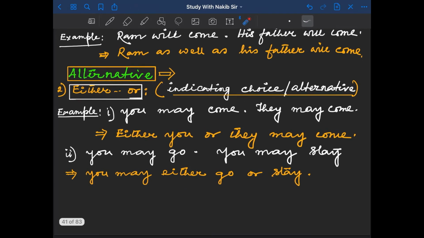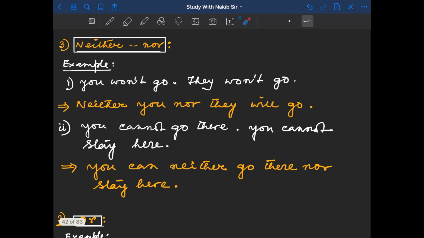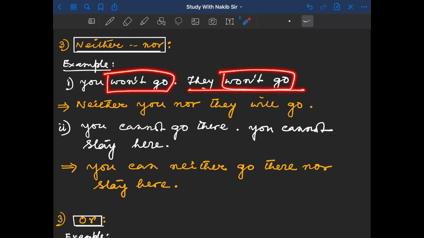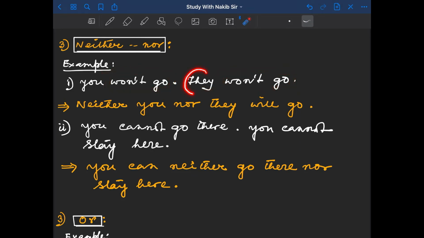Now, see another set of conjunction. This is called correlative also. Now, see the example. It is also like either or. Either or plus not is neither nor. Okay, the same thing. See the example. You won't go. They won't go. See, won't go and won't go, these are the same. Only this one and this one are different.